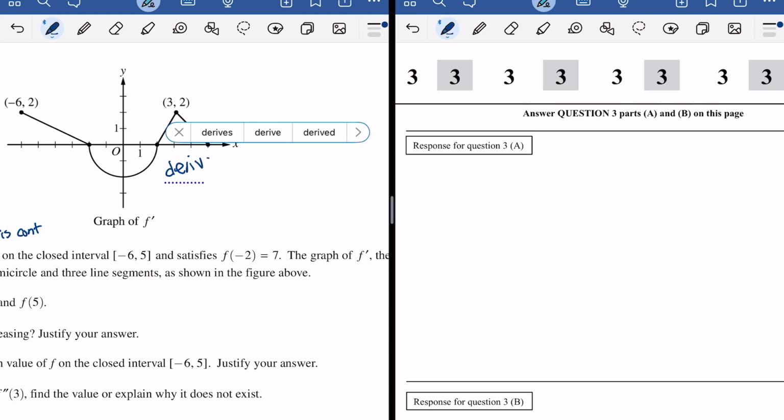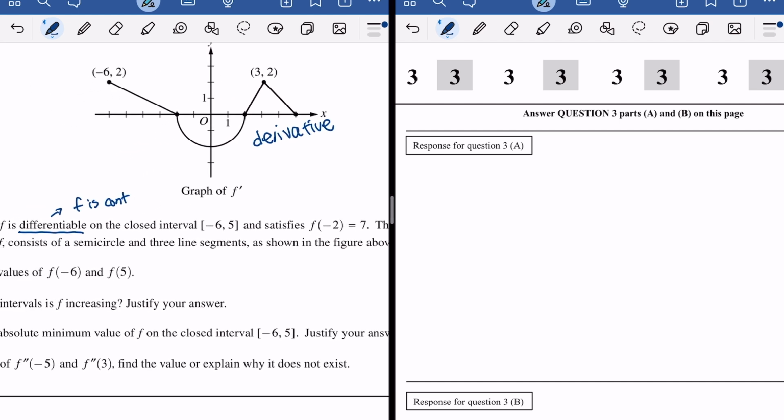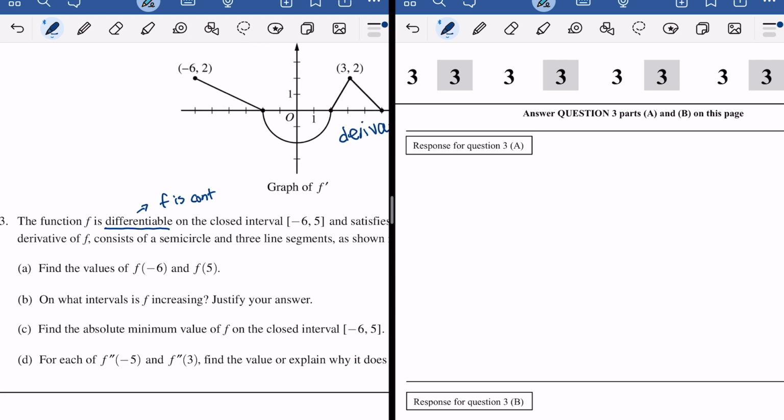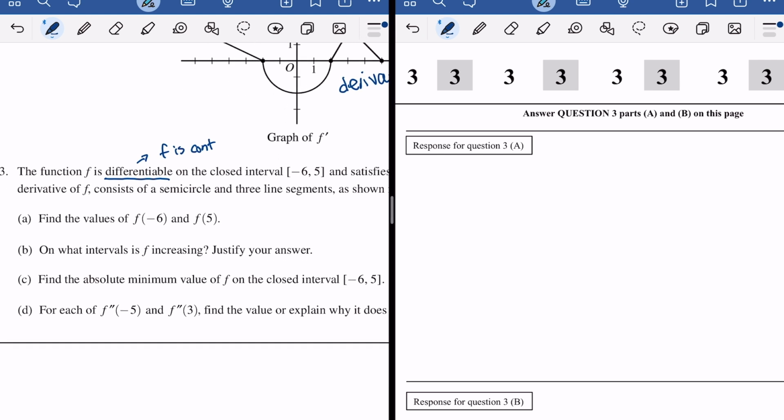This is the derivative graph. Again, you need to understand the relationship between the derivative versus the original f. And then it's asking you to do the following parts. Now, what I'm going to do is briefly brainstorm each part for you. And if you understand how to do the problem, you can go ahead and try to finish it yourself by pausing the video, or you can just follow along.